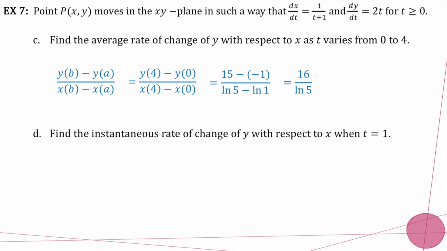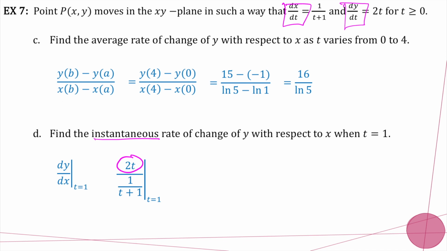Part D, find the instantaneous rate of change of y with respect to x when t equals 1. So we're looking for dy/dx when t equals 1. That's going to be dy/dt over dx/dt. So 2t over 1 over t plus 1. Plug in 1 and you get 4. A lot of stuff, once again, that you've done before, but just looking at it from the vector valued perspective.